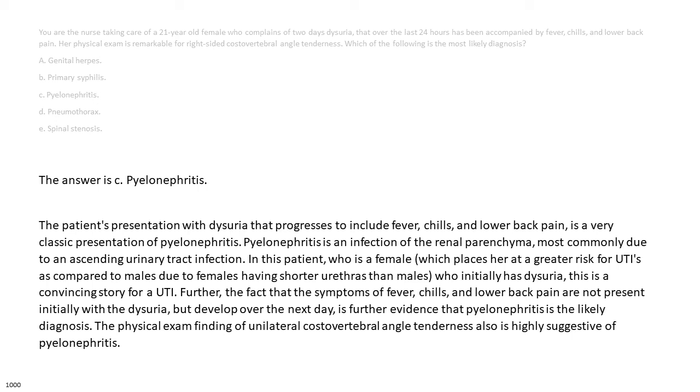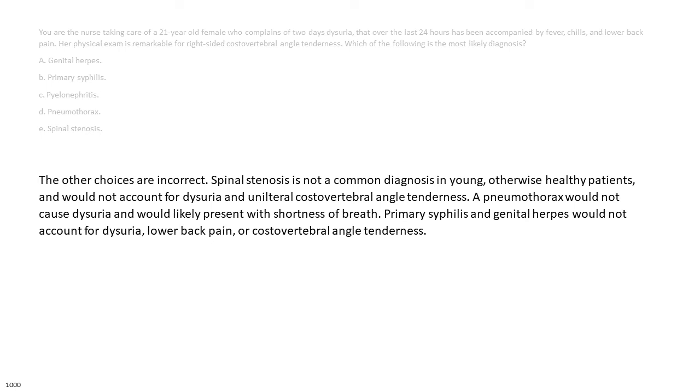Further, the fact that the symptoms of fever, chills, and lower back pain are not present initially with the dysuria, but develop over the next day, is further evidence that pyelonephritis is the likely diagnosis. The physical exam finding of unilateral costovertebral angle tenderness also is highly suggestive of pyelonephritis. The other choices are incorrect.